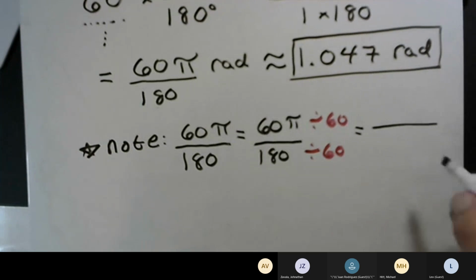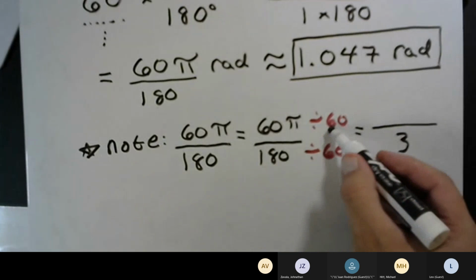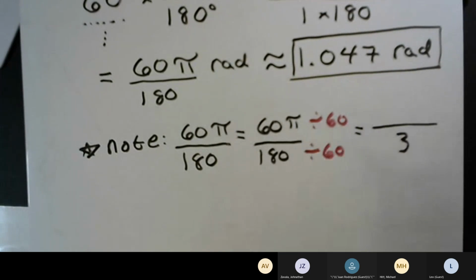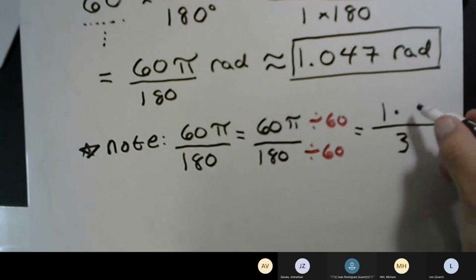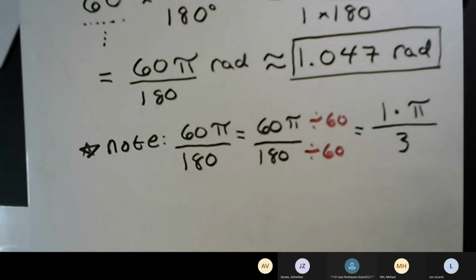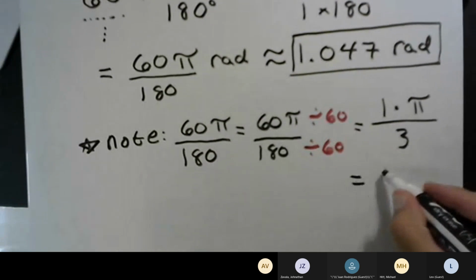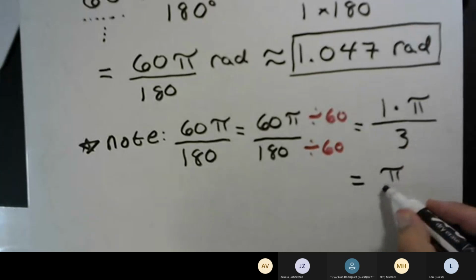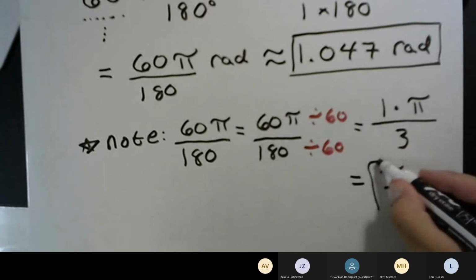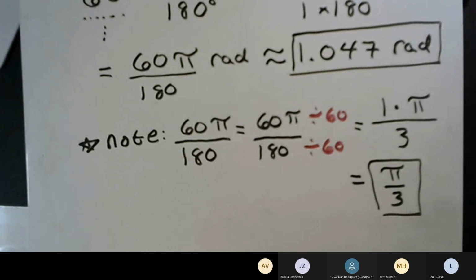So 60 will go into 180 3 times. Now 60, we'll leave pi kind of off to the side. The 60 divides into 60 one time. So now we have 1 times pi over 3. And then we can write this, because 1 times pi will be pi over 3. You'll see this sometimes, but you might see this also, the decimal approximation.